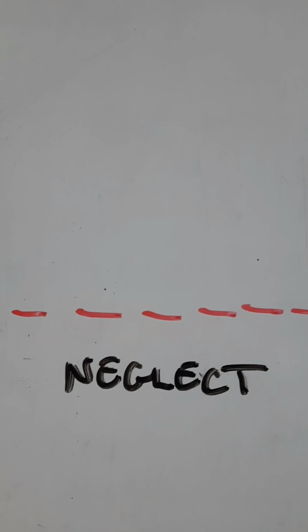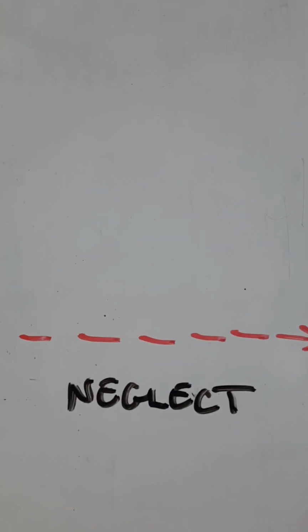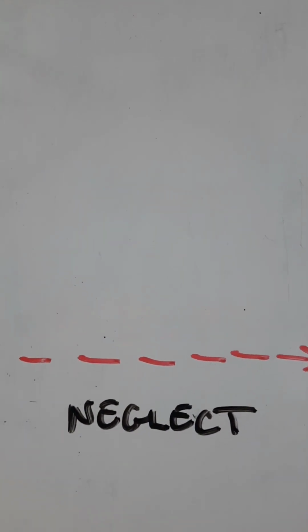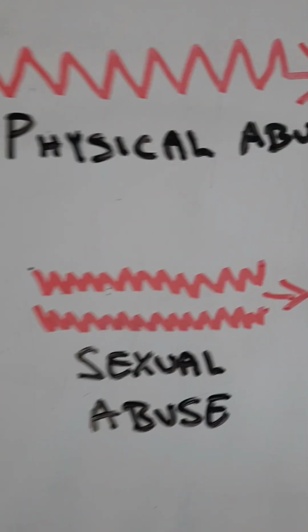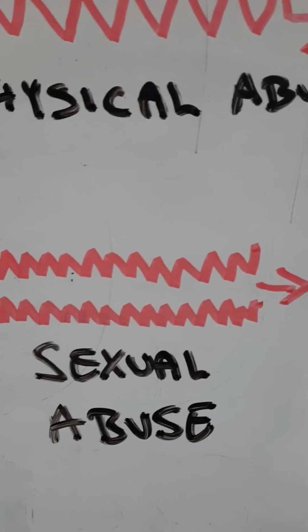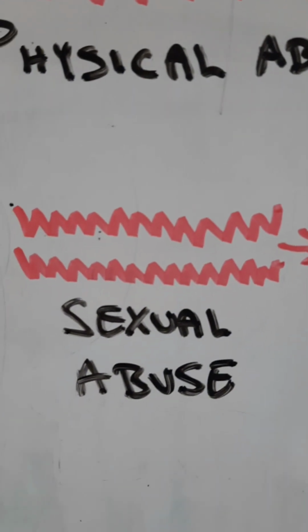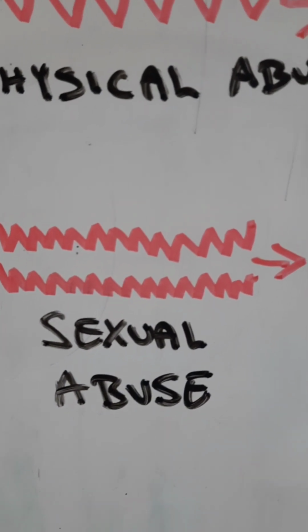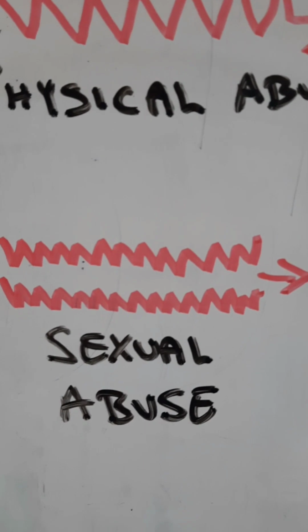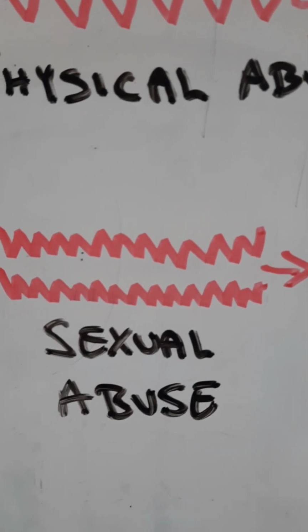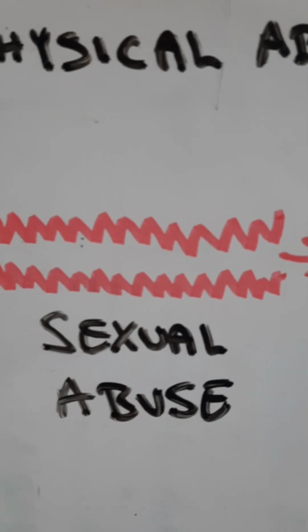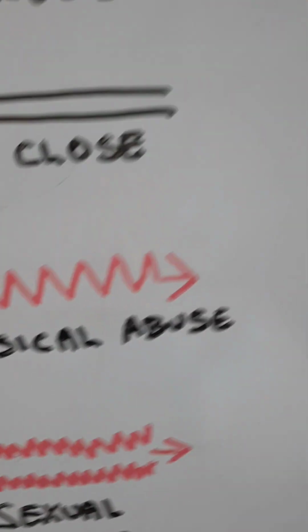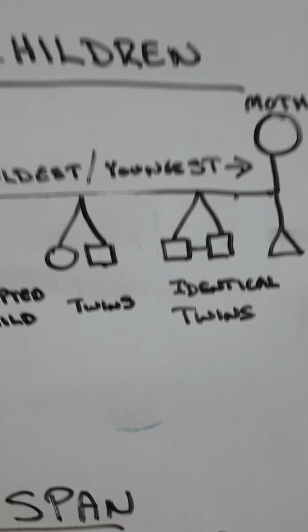Neglect, signified by dashes with an arrow going to the victim. And sexual abuse. Sadly, we're going to see a lot of this. You're going to see the two levels of close wavy lines with the arrow going to the victim. And you'll see how that comes together in the next video.